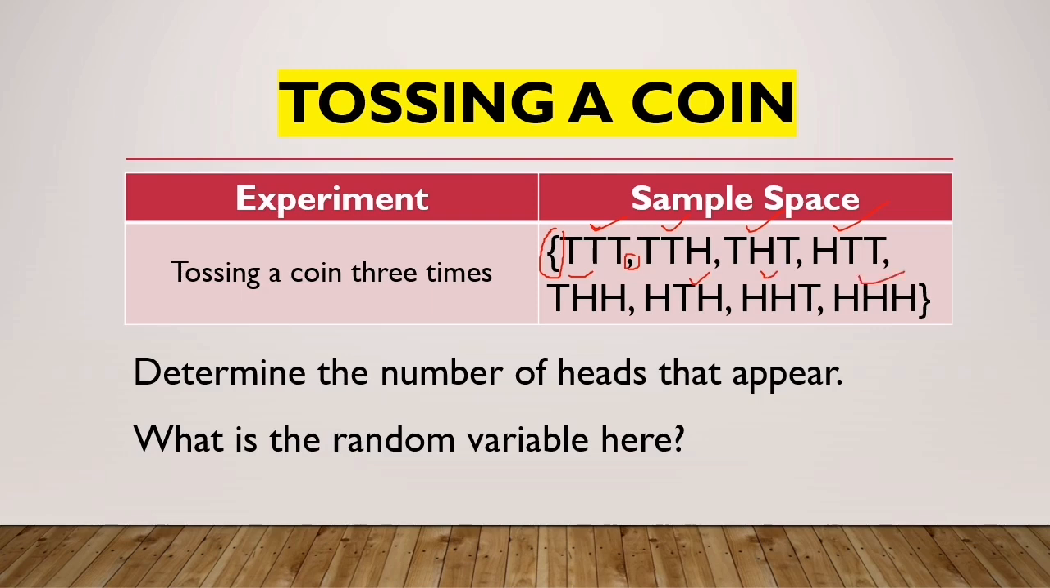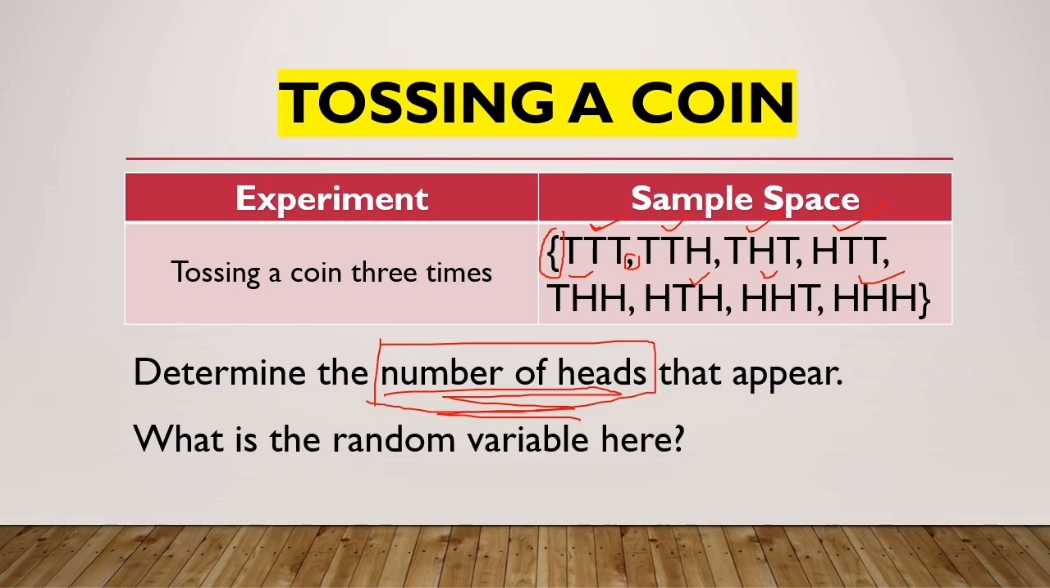Nothing more, nothing less. Now, the problem here is to determine the number of heads that appear. So you are concerned with the number of heads that appear when we toss a coin 3 times. This is our problem. Here we have a question. What is the random variable here? Of course, since we are concerned with the number of heads, apparently this is our random variable.